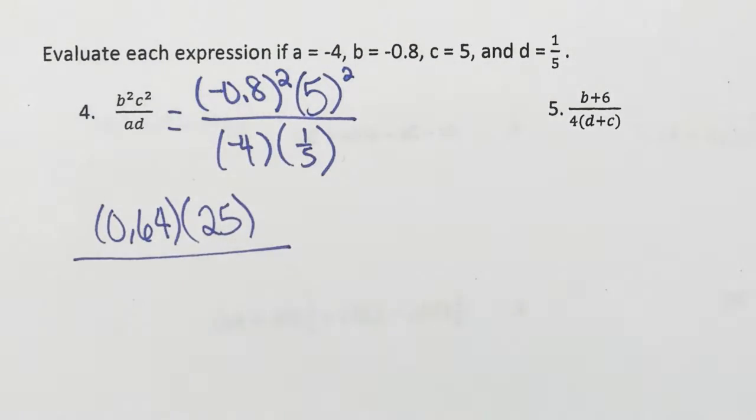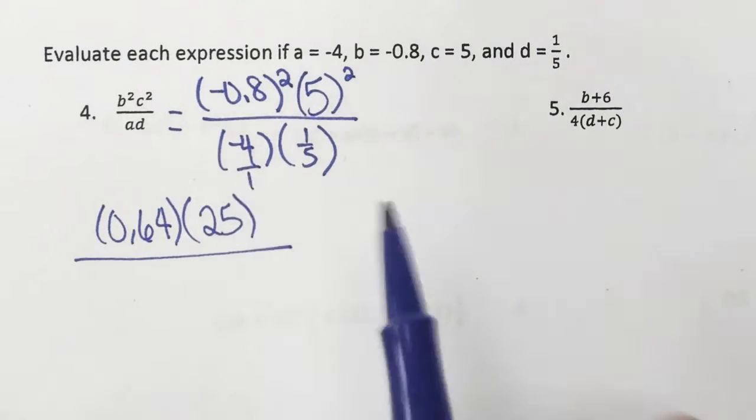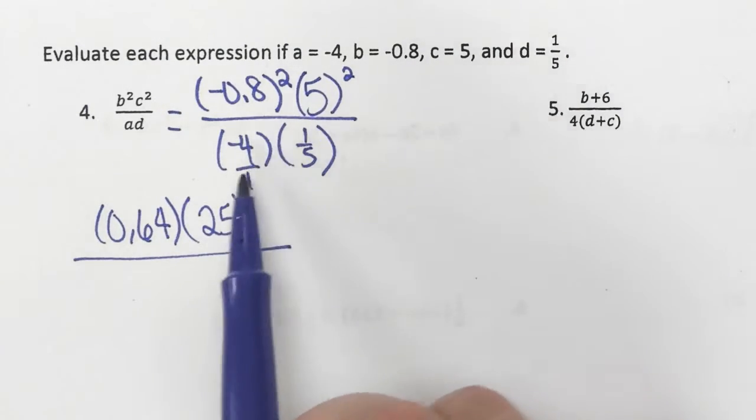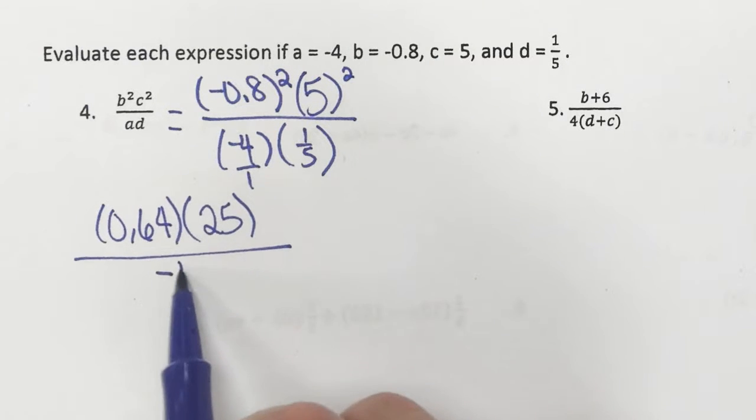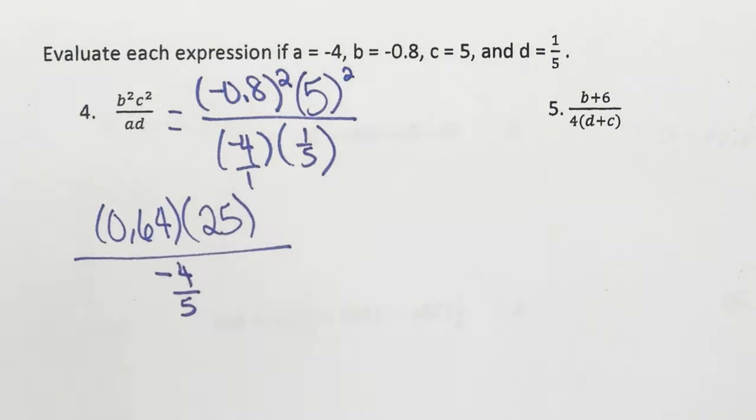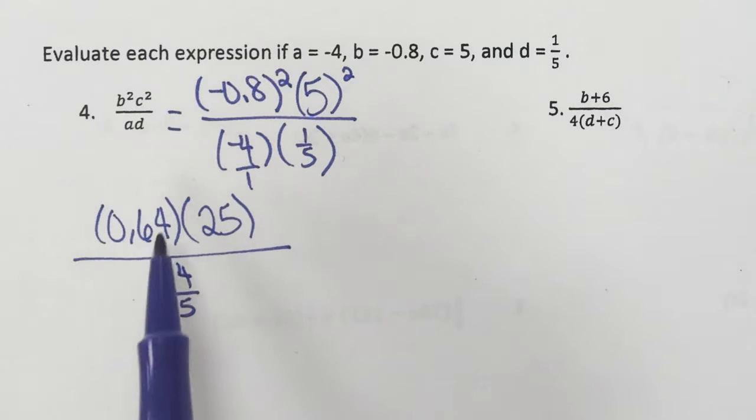How do I multiply a number and a fraction? Put it over 1, and then I just multiply. What do I get? -4 fifths. Very good. All right, simple. Do you see anything that we can do from here? Simple. You can multiply. Right here, what do I get?